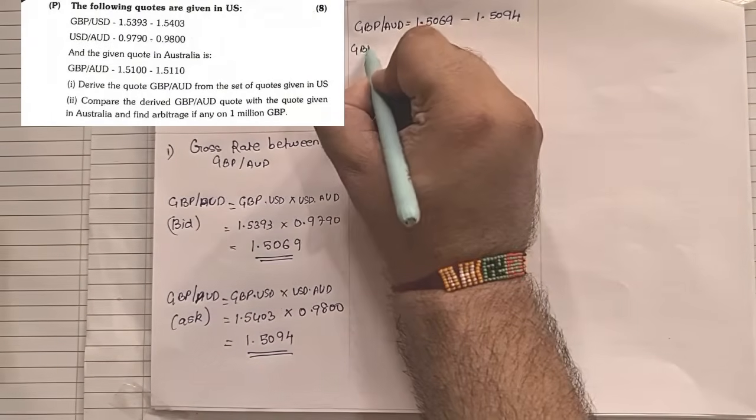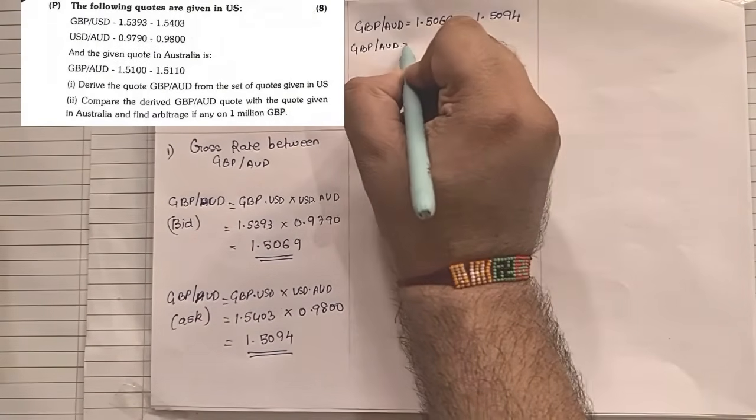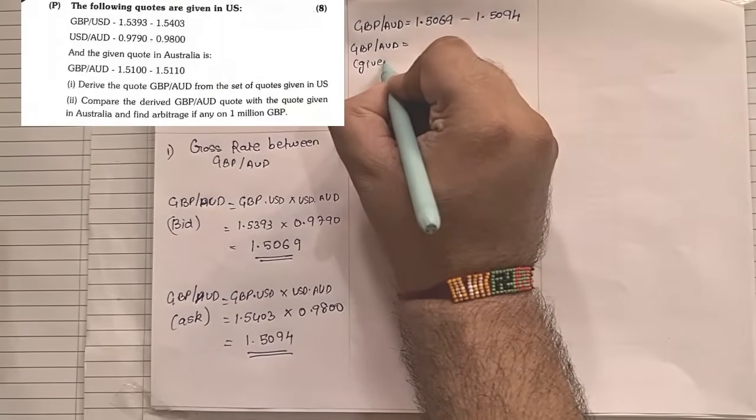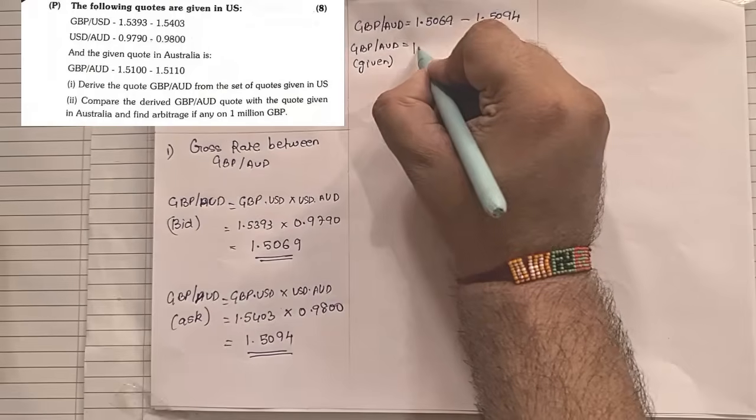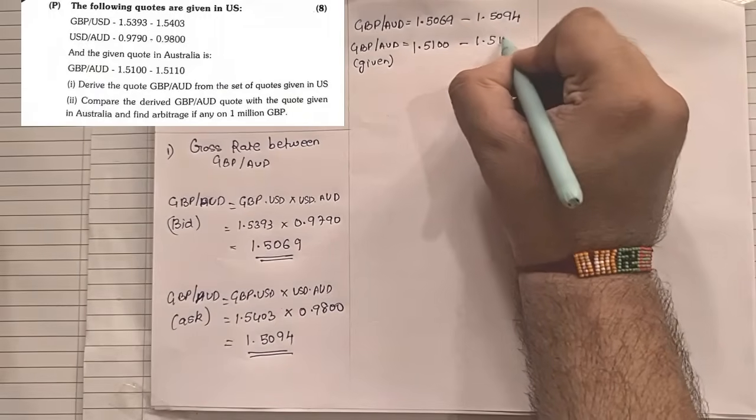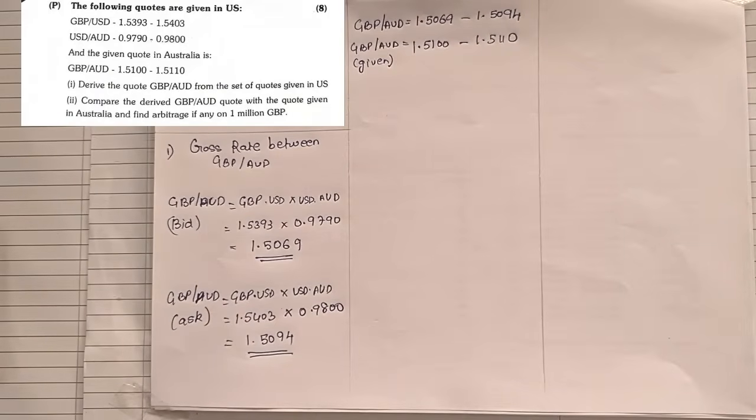So GBP to AUD, which is given in Australia, this is what we have found, and now this is the given. Okay, it is 1.5100 and 1.5110, and they are asking you to find whether any arbitrage occurs in it. Okay, if there is any arbitrage gain.